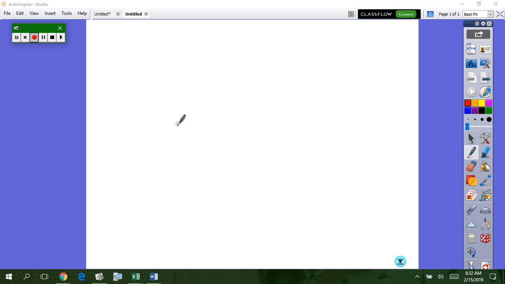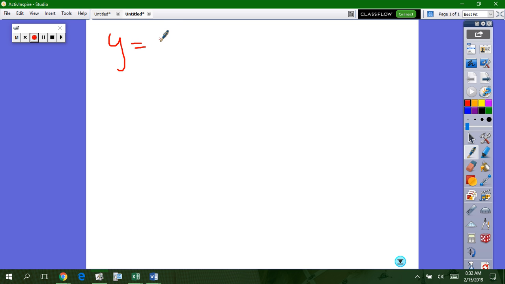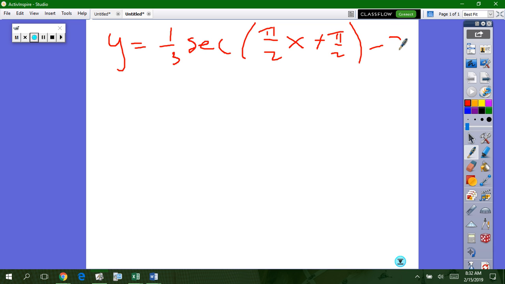Okay, let's do the hardest one we can see on a secant, shall we? Is that fair? Secant. Y equals 1/3 secant of pi halves x plus pi halves, minus 2. This is the hardest you're going to see. That's 1/3. I'll make it nicer for you.